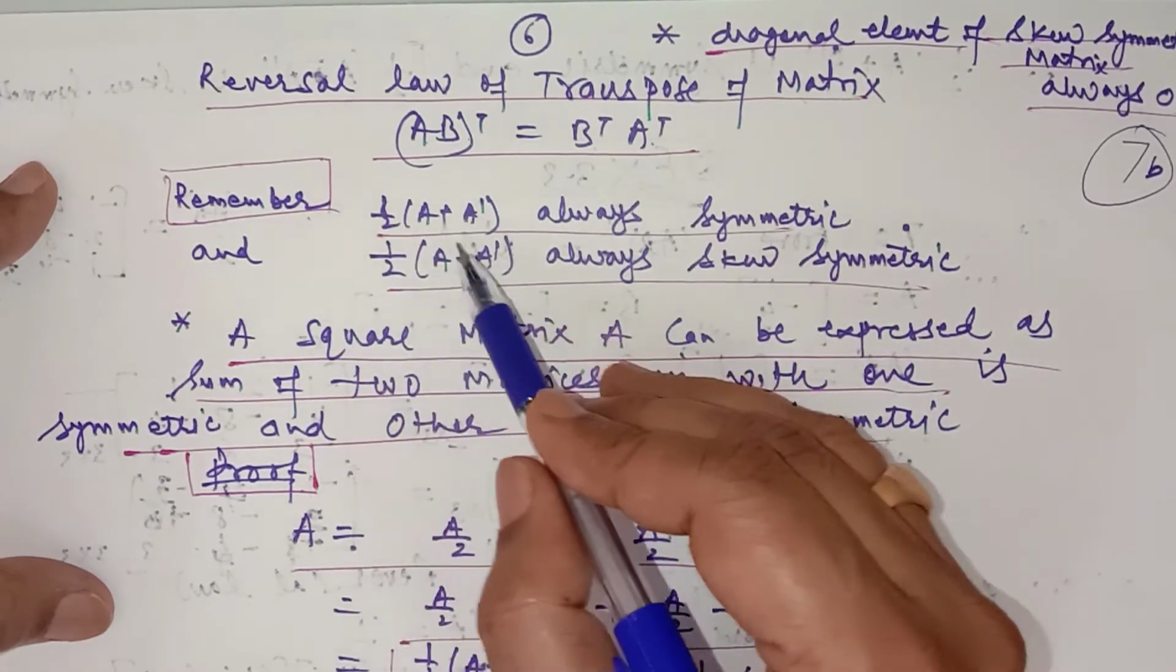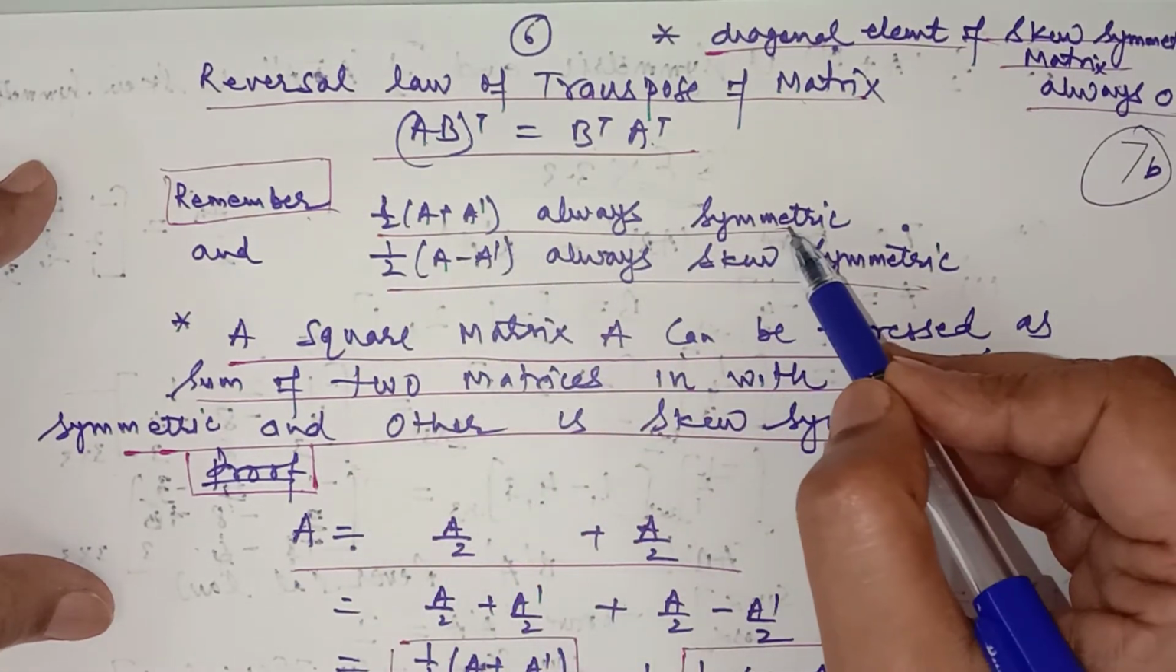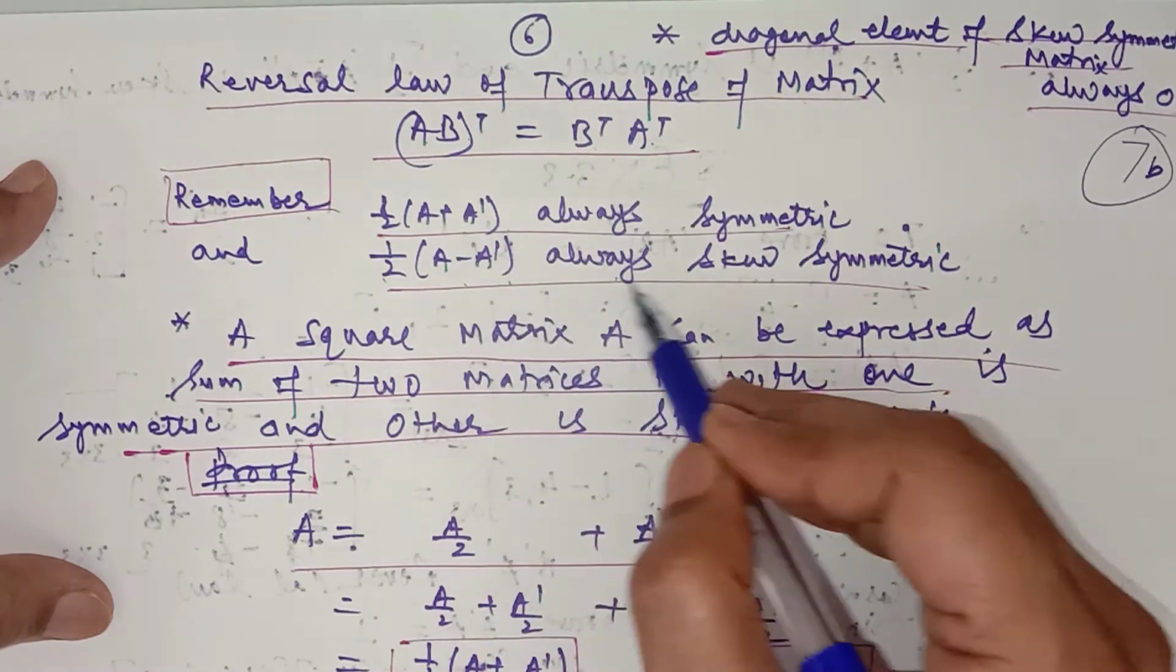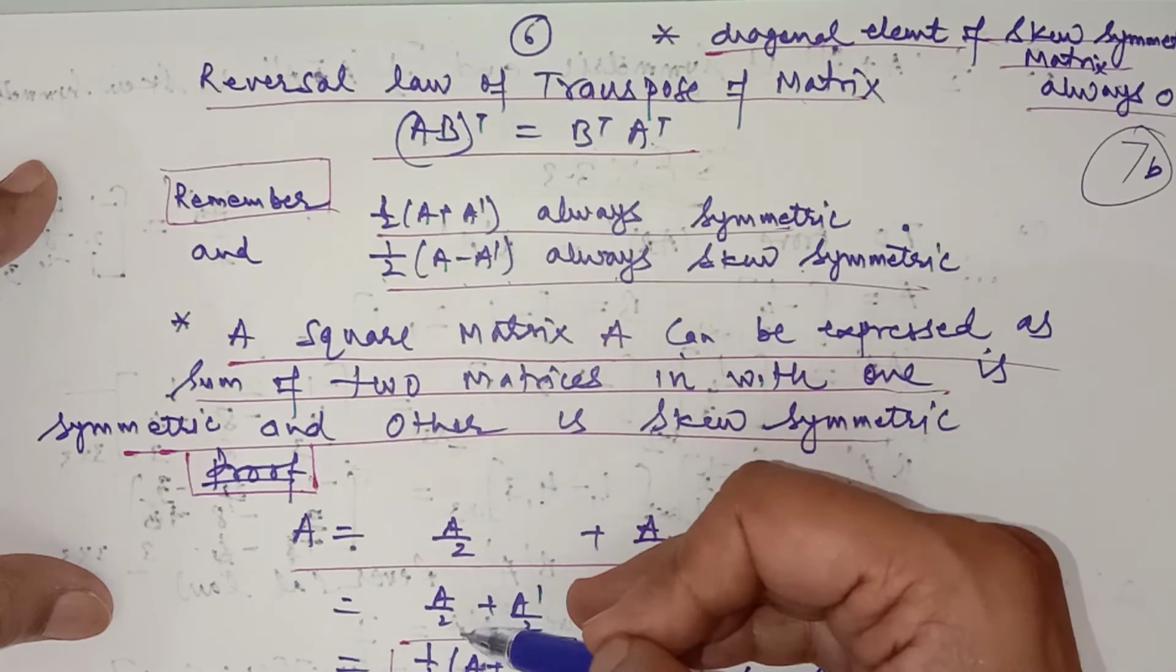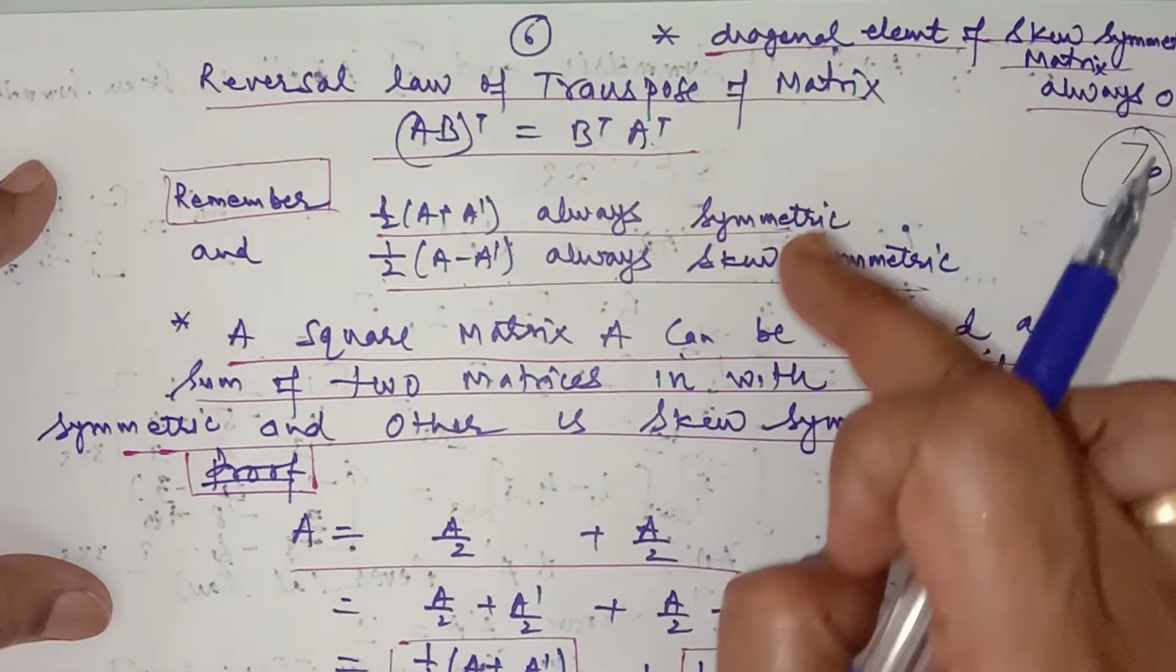Always remember that half of A plus A transpose is always symmetric, and half of A minus A transpose is always skew symmetric. We will prove them in the theorem. We are coming to this in the next part, or we will prove this also in the exercise.